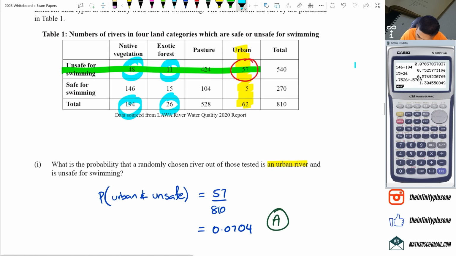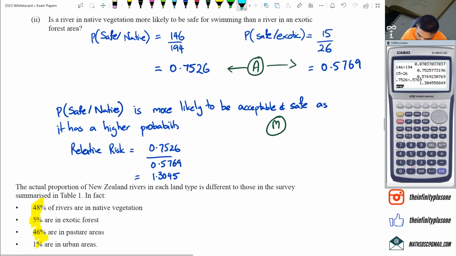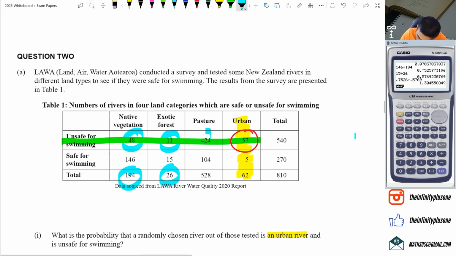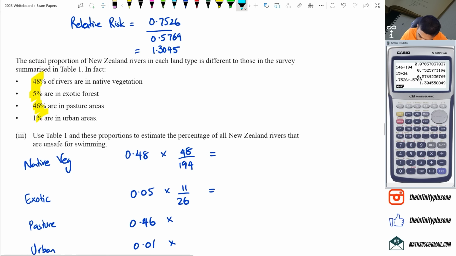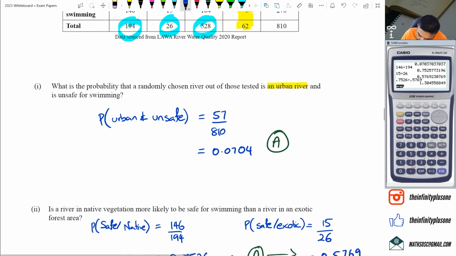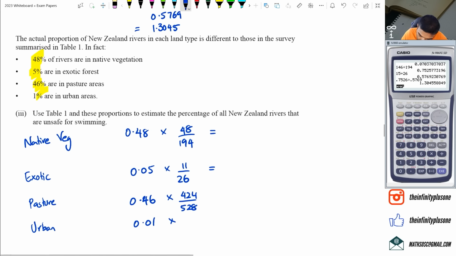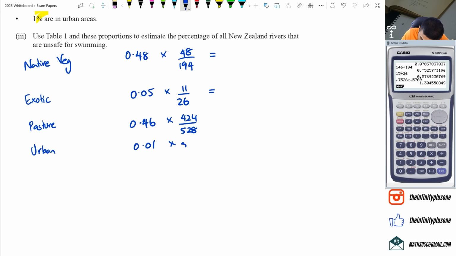For exotic, I've got 11 out of 26. Then I've got pasture, which is 424 out of 528. And finally urban, which happens to be 57 out of 62. So that's 57 out of 62 from urban that are unsafe. I'm going to put that as my last one.